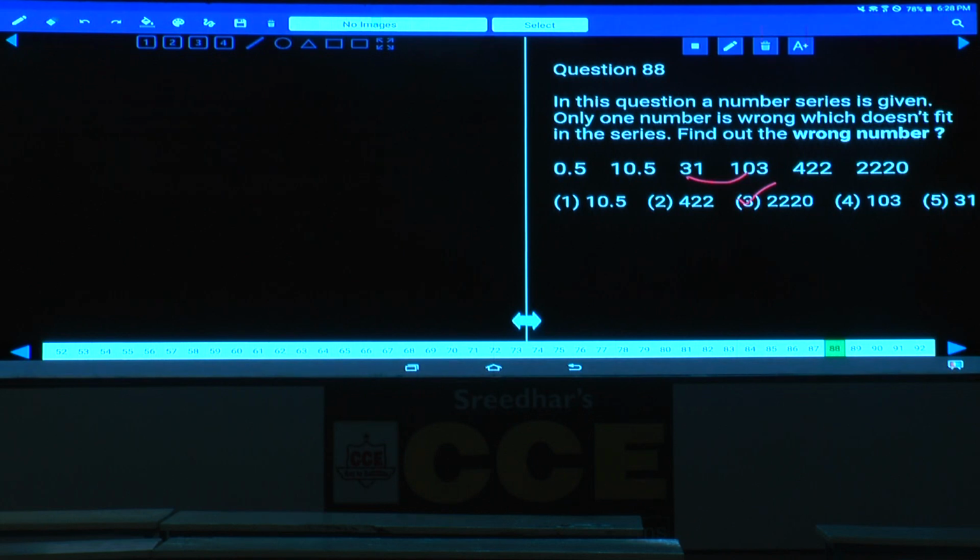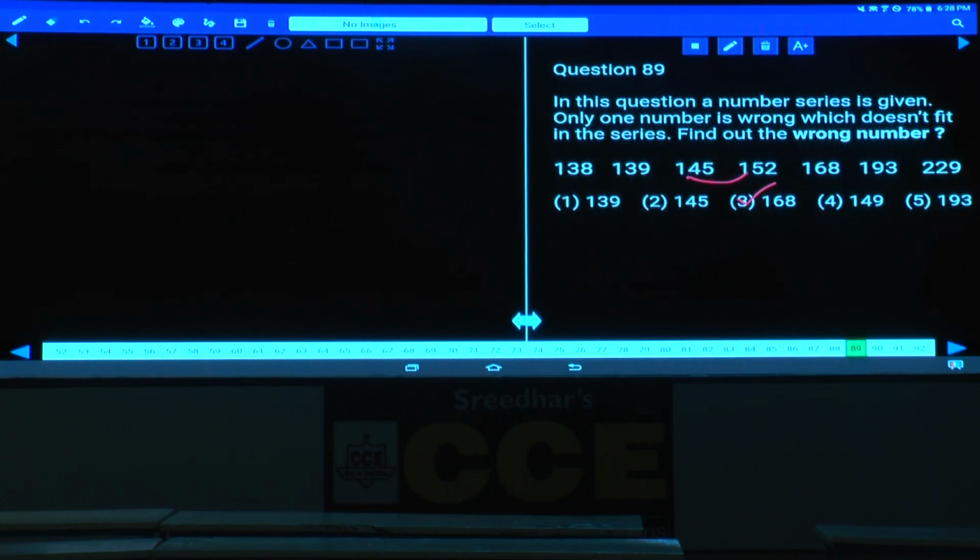Then question number 89. Yes, tell me what is the answer here? 138, 139. Here the numbers are increasing at a slow rate. Hence it must be under difference. Then what is the difference here? 138 plus 1 is 139, and 139 to 145. What is the difference here? Here the difference is 6. 145 to 152 is 7, and after this 152 and 168.